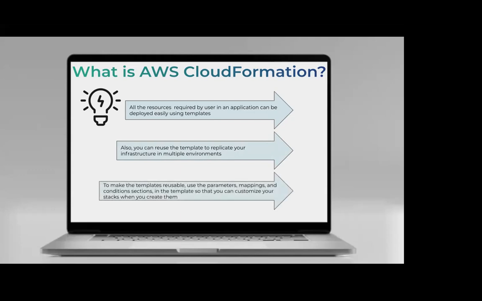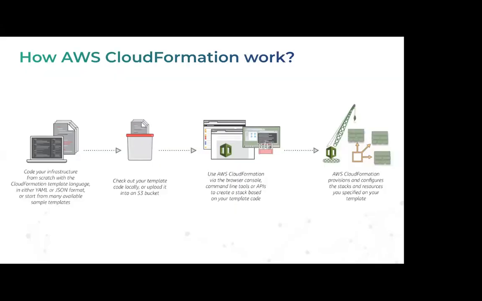Third, to make the template reusable, use parameters, mappings, and conditions so that it can be more customized. If we talk about any programming language, you pass input parameters. First of all, you define modules. You don't write one big chunk of code. You define different modules and forward different inputs to them. Similarly, in CloudFormation, there are parameters, mappings, and conditions in the template to customize your stack when you create it. So these are the three important things about what AWS CloudFormation is.